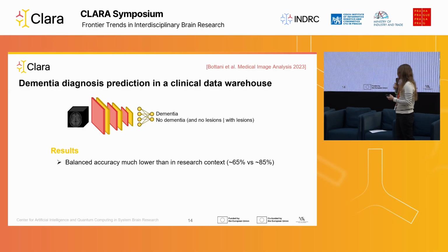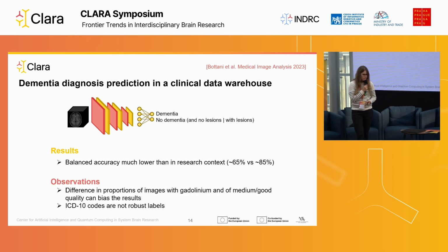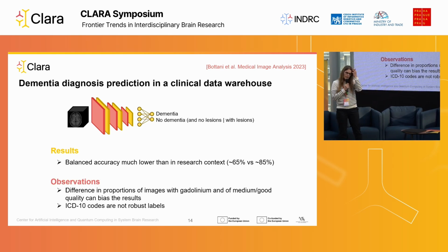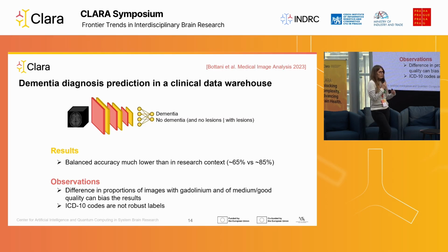The results, not really surprising: the performance is much lower in this context than in a research context. But as an observation, we show that the difference in proportions of images with a contrast agent, gadolinium, or with different quality levels was really biasing the results. We had a phenomenon of shortcut learning. And also we saw that the diagnostic codes, so ICD-10 codes, that we were using as labels were really not robust.